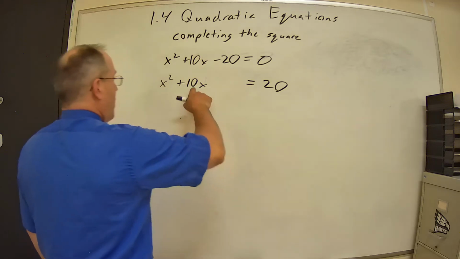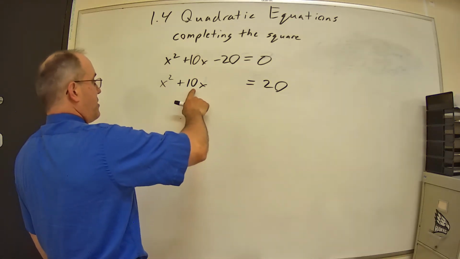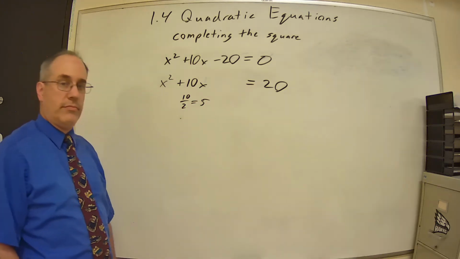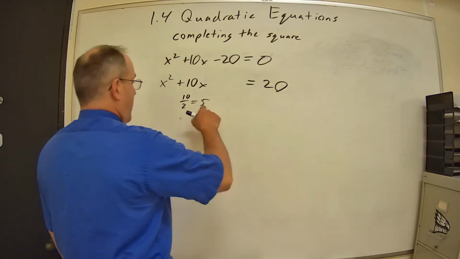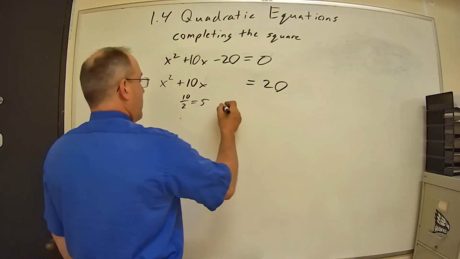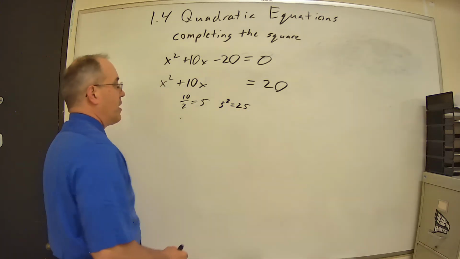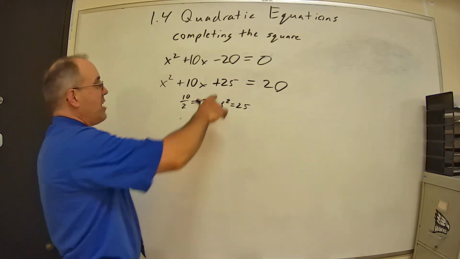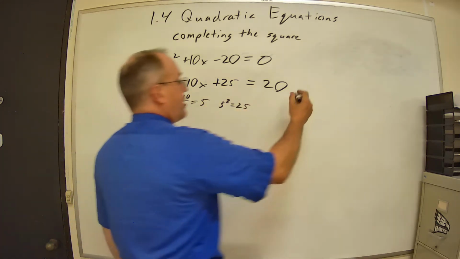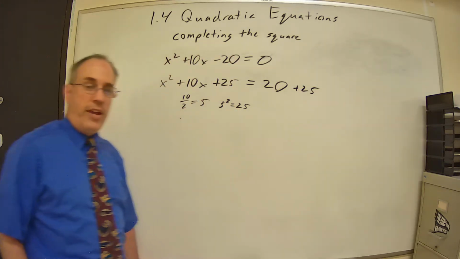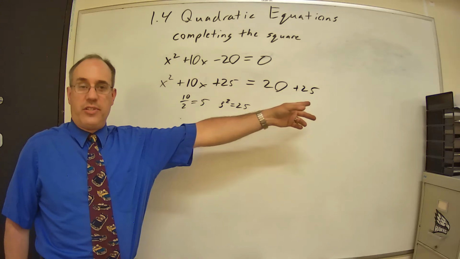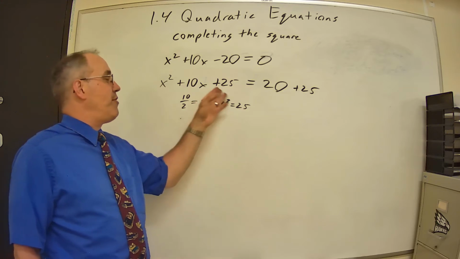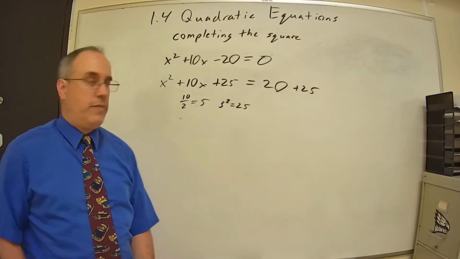Now, I'm going to take this 10 and I'm going to divide it by 2. 10 divided by 2 is equal to 5. And I'm going to square that. 5 squared is equal to 25. So I'm going to say plus 25. Well, if I add 25 to this side, I need to add 25 to that side, right? I can't just add a 25 here and ignore it on the other side. But the addition property says if I have an equation and I add the same value to both sides, then I have an equivalent equation.